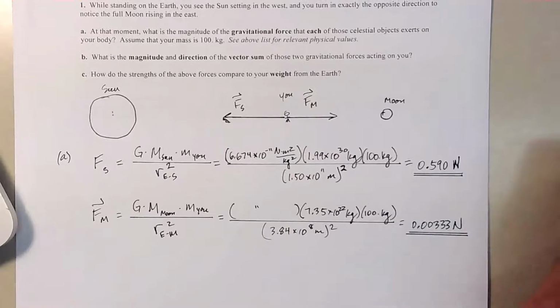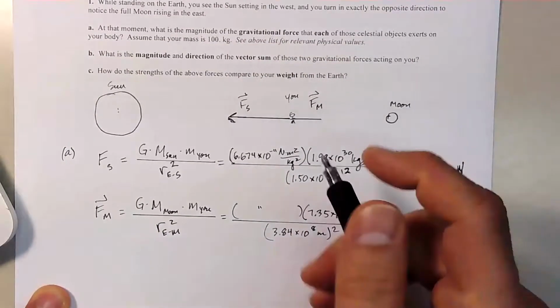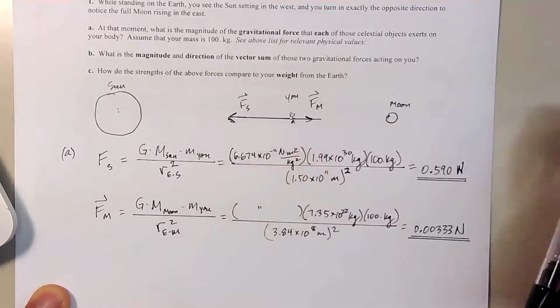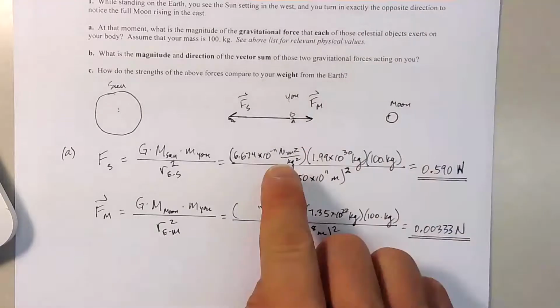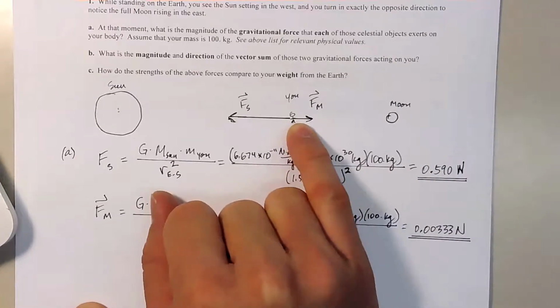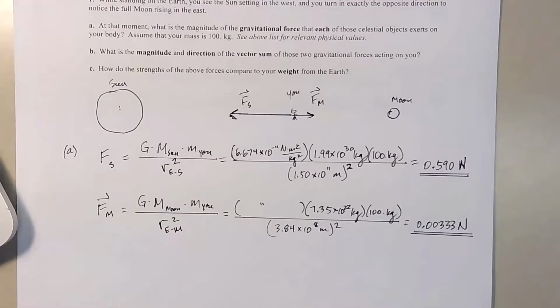So knowing that, I can correct my diagram a little bit and make it more accurate. The force of the moon on you is 100 times weaker than the force of the sun. So this little vector should actually be 1/100th as long as the big vector. Even less so, or 1/200th.